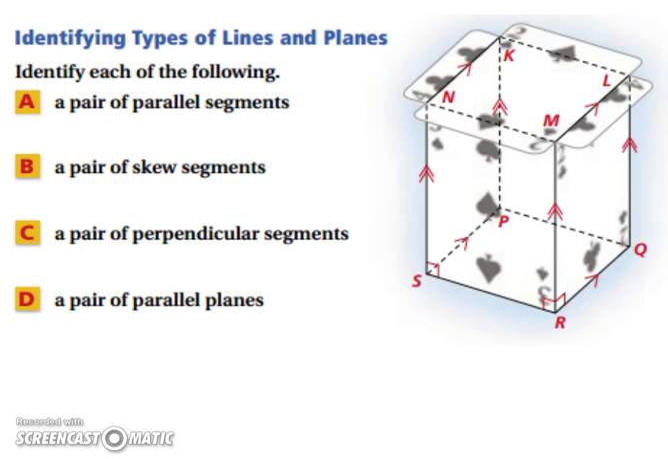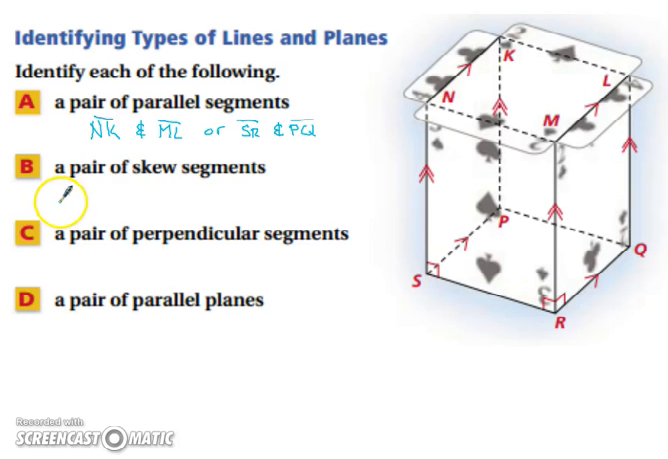Let's practice identifying types of lines and planes. Alright, so we need a pair of parallel segments. For example, you can have NK and ML. Or you might have SR and PQ. There are many others.